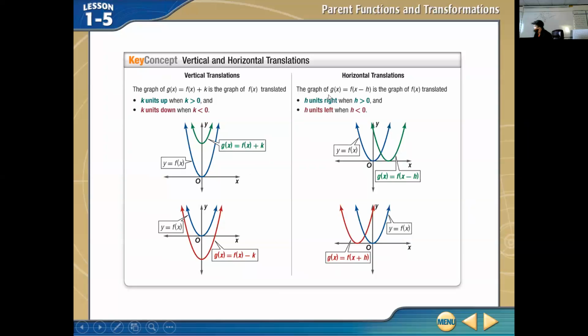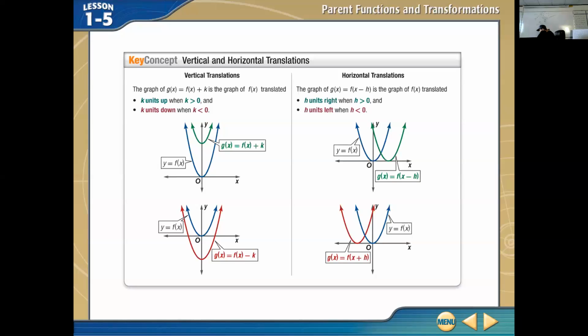Okay, the graph of g of x is equal to f of x minus h is the graph of f of x translated h units right when h is greater than 0 and h units left when h is less than 0. Okay, so you can see it's naturally subtraction. So that means that h is positive in this case, and that means we're shifting to the right. If it's addition, we shift to the left. Okay, so that sets up your inside-outside.